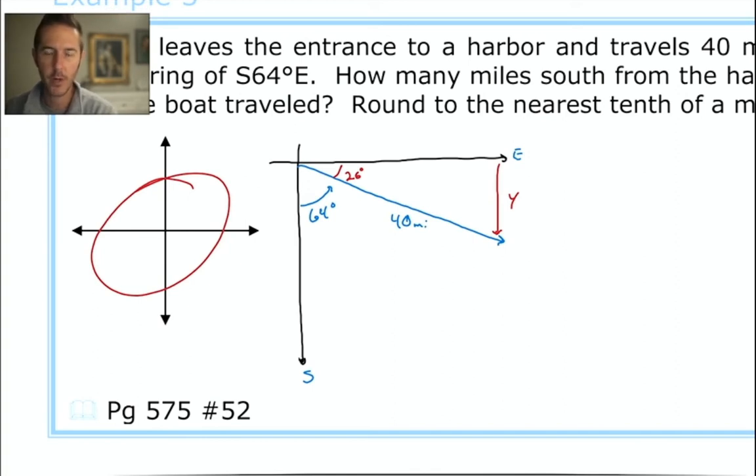So looking at the 26-degree angle measure, I've got an opposite side length of y, a hypotenuse of 40, so opposite over hypotenuse. That is the sine function. So the sine of 26 degrees is equal to y over 40. Multiply both sides by 40.